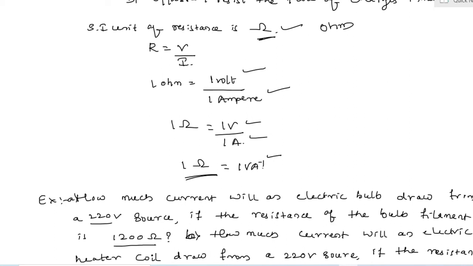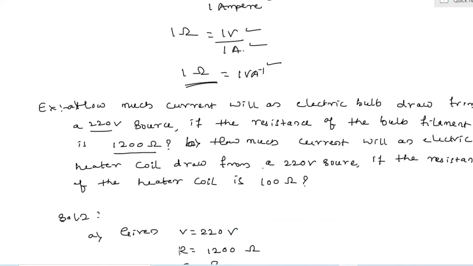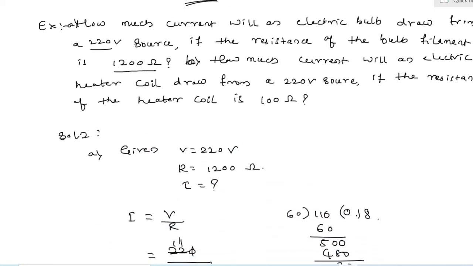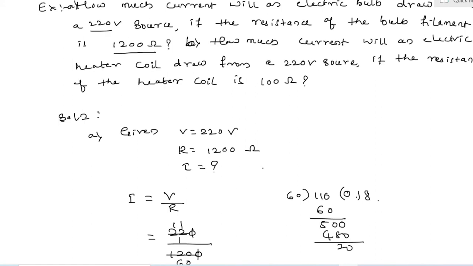Yes, my dear students, let us see a solved example in our textbook. How much current will an electric bulb draw from a 220 volt source if the resistance of the bulb filament is 1200 ohm?